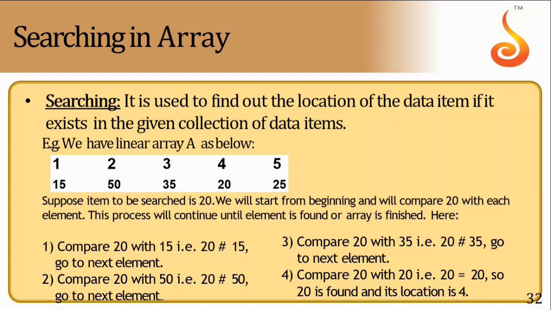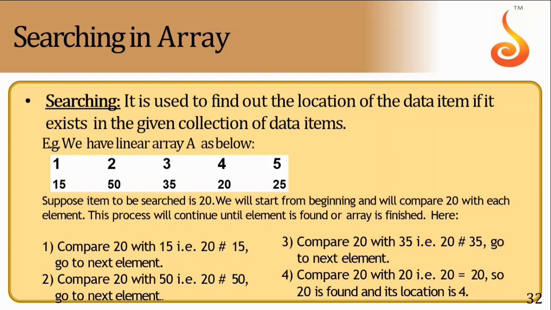Then you go to the third element, that is 35. You compare whether 20 is equal to 35. Here 20 is the search element which is entered by the user. Getting it? So definitely 20 is not equal to 35. Then you compare it with the next element, and here we find the element 20 is equal to 20. So the location of the element is 4. That is the index value. Whatever is the index value of the element would be the location of the element.